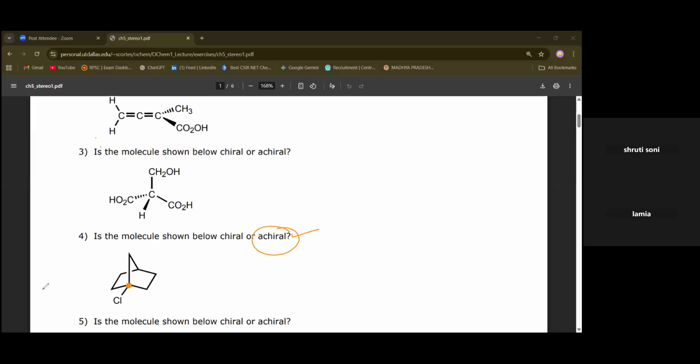Check again. Wait, maybe I rushed too much. No, I don't think it is. Chiral means all groups attached to the carbon need to be different, sorry, and achiral means same. So then it's not chiral.